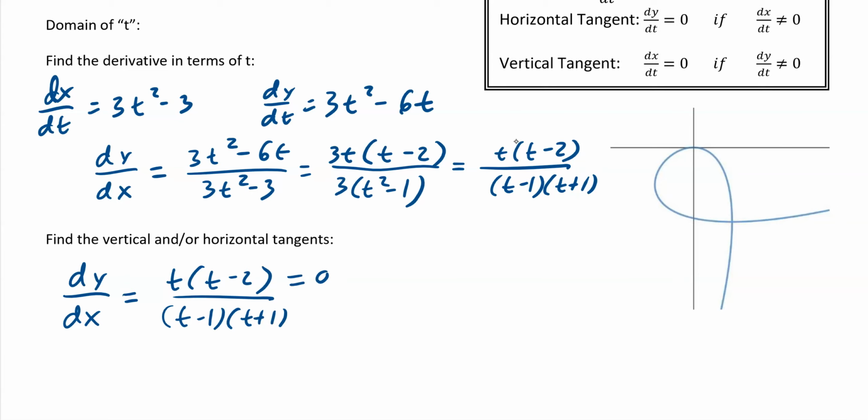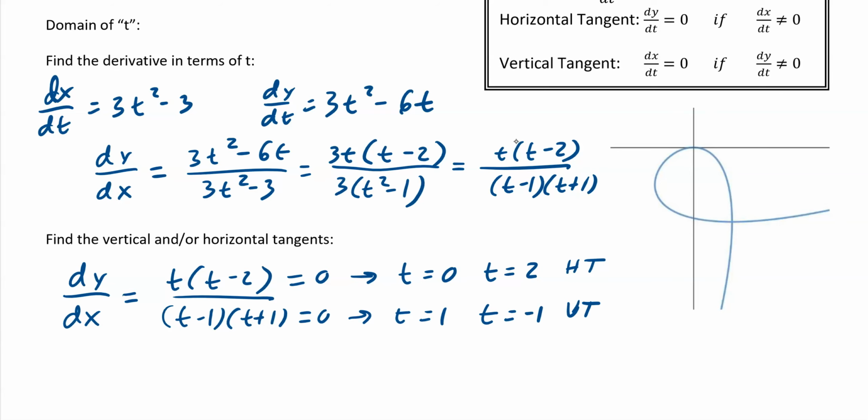And we set the top equal to 0 and the bottom equal to 0. So we would get t equals 0 and t equals 2, and these are our horizontal tangents. And then we get t equals 1 and t equals negative 1, and these are our vertical tangents.